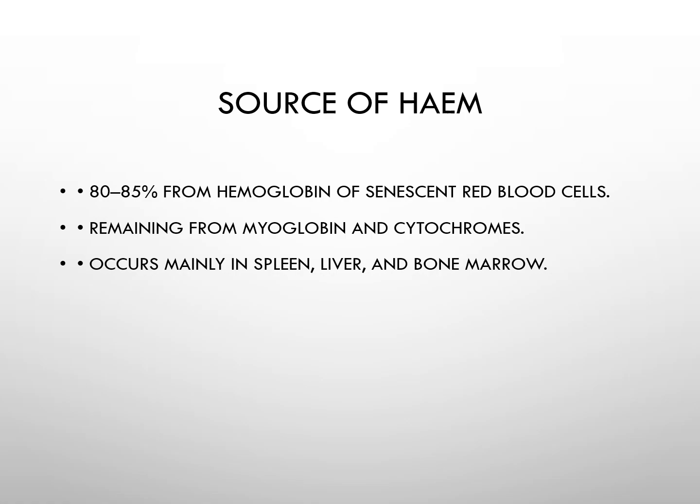The heme part of the hemoglobin forms 80 to 85% of the main hemoglobin of the senescent red blood cells. After this process is complete, the remaining also forms myoglobin and the cytochromes. And as I said earlier, the reticuloendothelial system is the spleen, liver, and the bone marrow, and that is where this process mainly occurs.